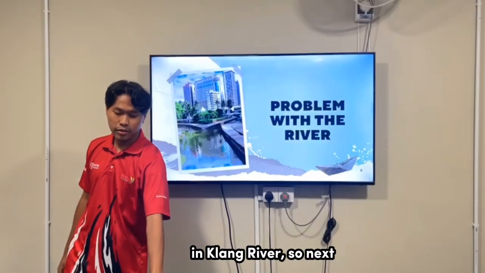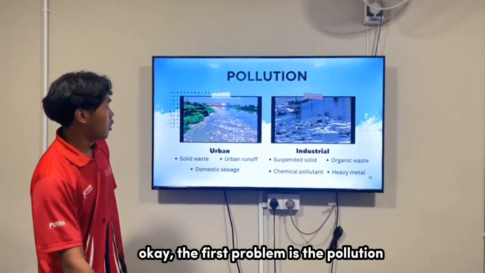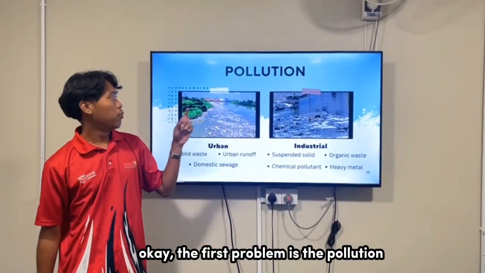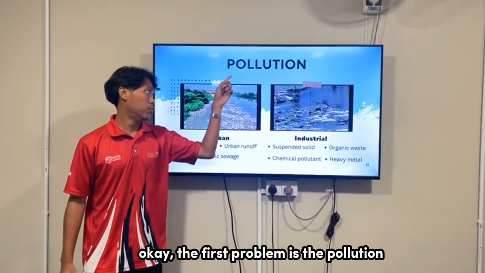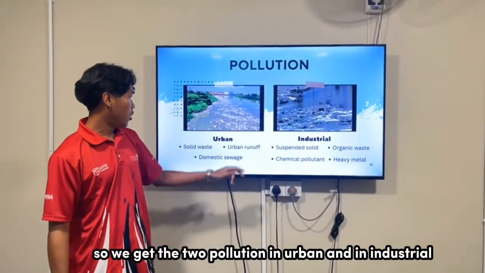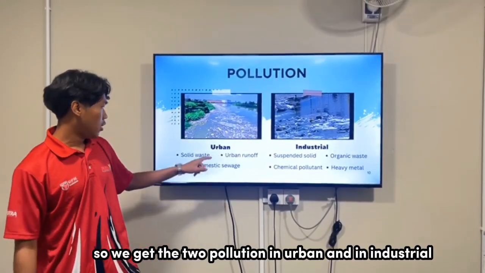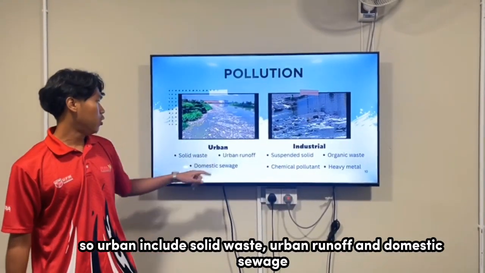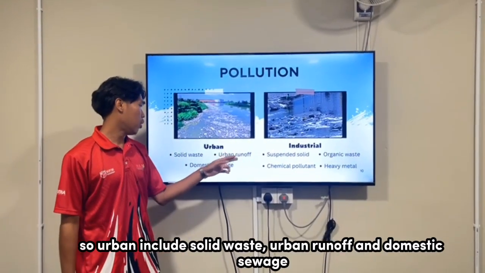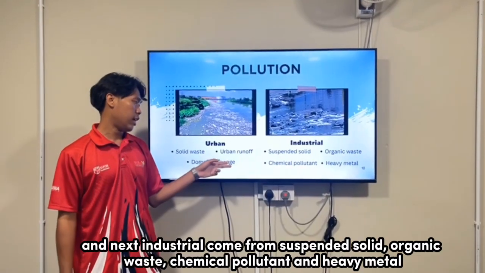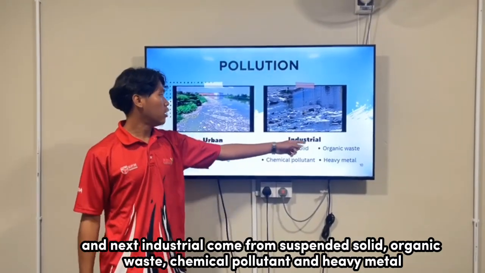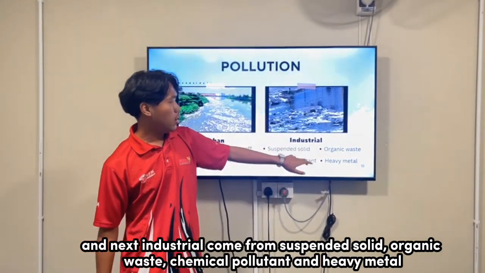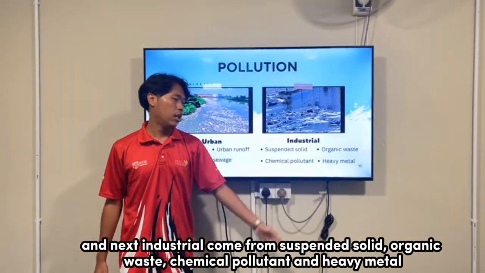I will present the problems with the Klang River. So next, okay, the first problem is pollution. We have two types of pollution, urban and industrial. Urban includes solid waste, urban runoff, and domestic sewage. And next, industrial comes from suspended solids, organic waste, chemical pollutants, and environmental.